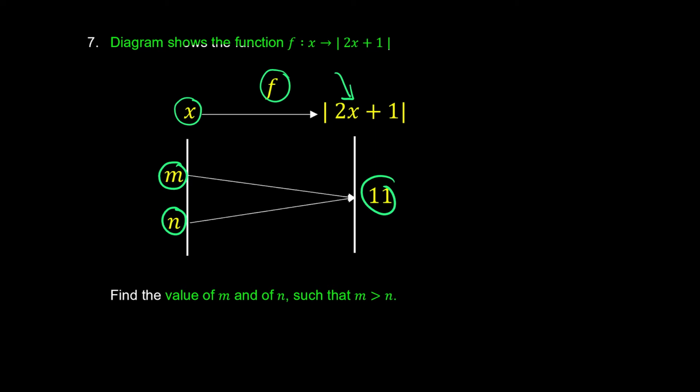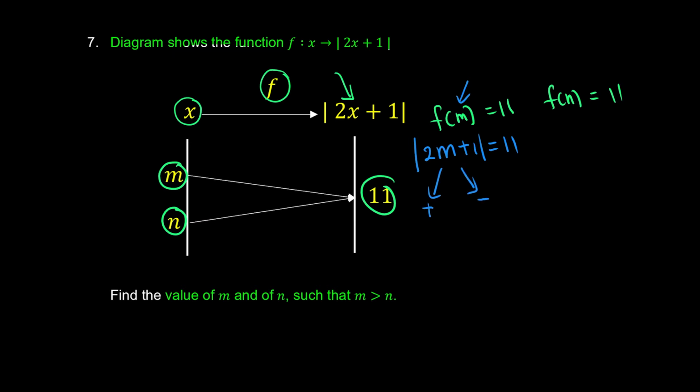So let us write it down first. We can say that f of m is equal to 11 and f of n is equal to 11. So how do we write it down? We can say that now the x is no longer unknown, as we know the input is m. So we have modulus of 2m plus 1 is equal to 11. But don't forget, whenever we have an unknown inside the modulus, we always have two scenarios, either it's positive or negative. So let's do for positive first.